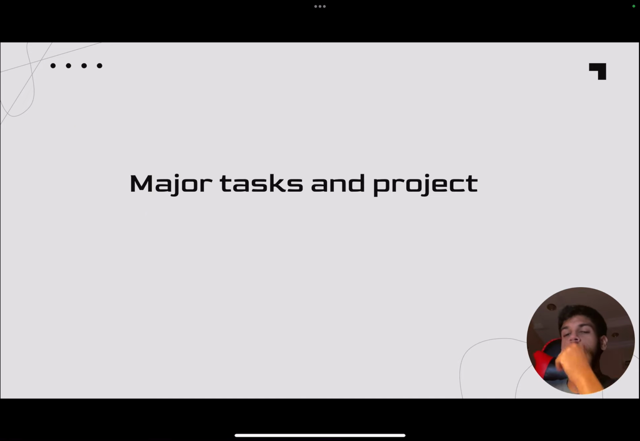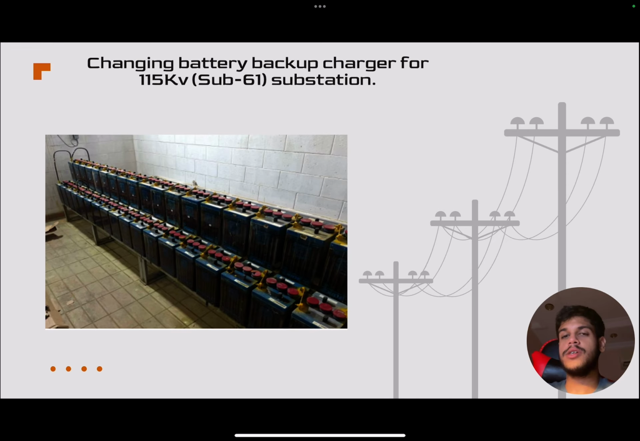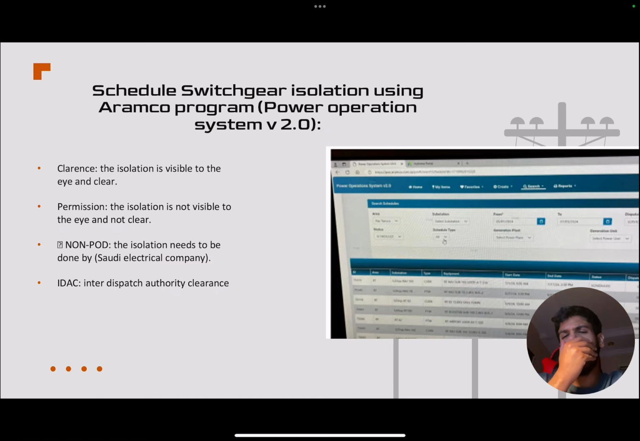So let me talk now about my major tasks and projects. One of the major tasks I have done is changing the battery backup charger for a 115 kilovolt substation in Najma. As I mentioned before, if it is above 64 kilovolt, the ASO works together with the SCADA. So basically, we isolated the high voltage. I was in the ASO unit. We isolated the high voltage, and the contractor changed the backup battery charger successfully.